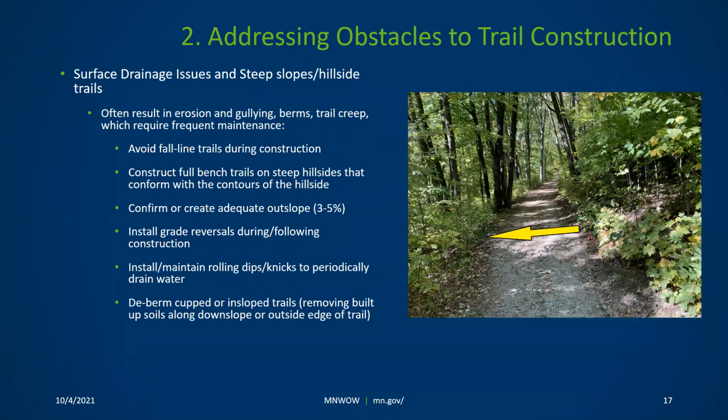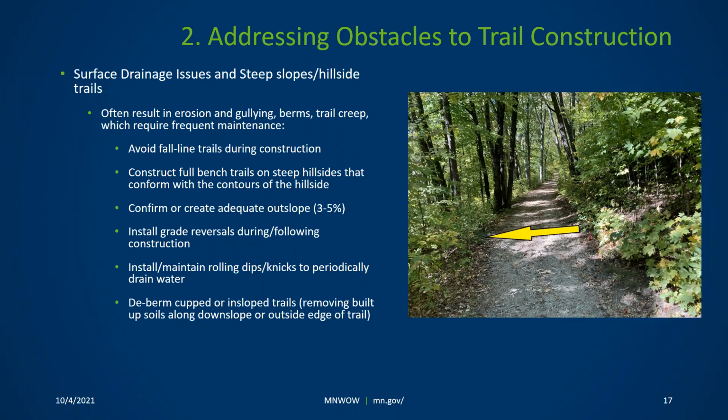collects. So some ways we can get around having these surface drainage issues are to avoid constructing fall line trails. So avoid trails that run directly up and down the slope. We can construct full bench trails on steeper hillsides, and it doesn't need to be a steep hillside. We still want to construct a full bench trail because if we have that trail benched in, we can get some control on where that water goes.